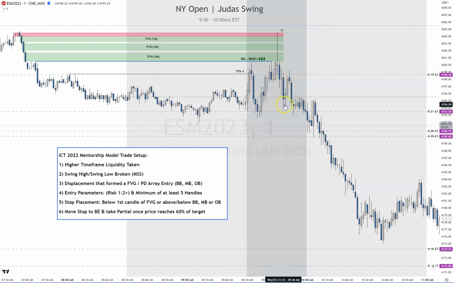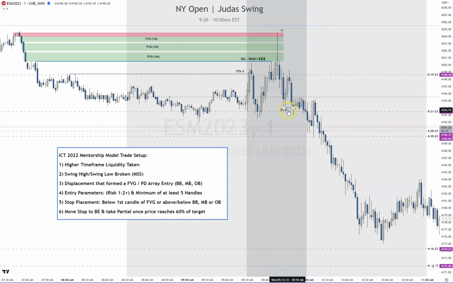So price comes back down, creates a short-term low, comes back up, stops before that new week opening gap there, and then has a little volume imbalance right here, comes back down, and we break that short-term low, so that short-term low is cleared. Okay, why am I not calling that a market structure shift?